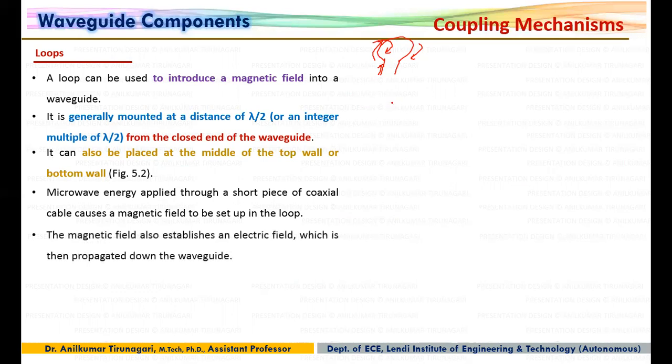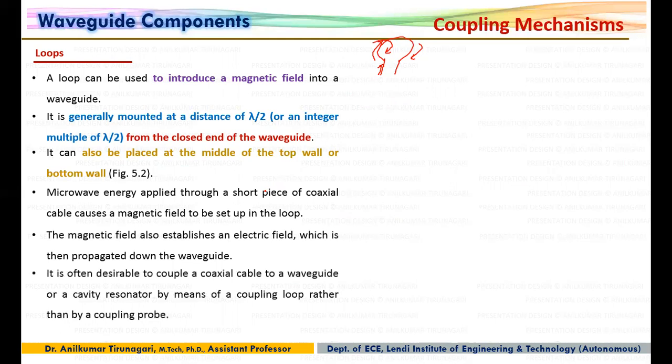So let us see the next point. The magnetic field establishes the electric field, and both electric and magnetic fields are consecutively produced and consecutively propagated throughout the waveguide. That is the reason.